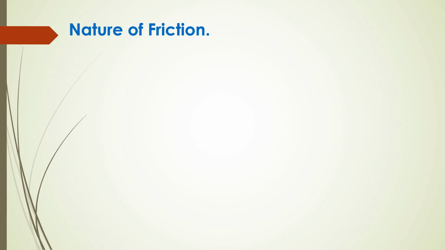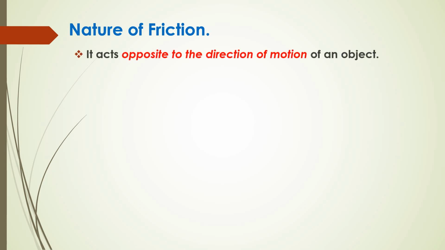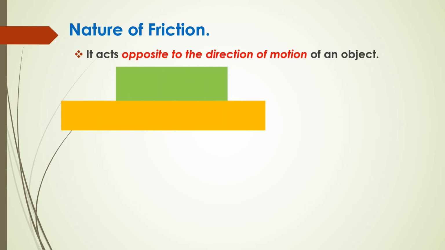Now let us see the nature of friction. Friction always acts opposite to the direction of motion of an object. If the motion is from north to south, then the direction of friction will be from south to north, that is, in the opposite direction. Let's see that. Suppose we have these two objects. Now if the upper object moves in this direction, then these two surfaces are in contact. Therefore between these two surfaces a frictional force acts, and the direction of frictional force will be opposite to the direction of motion.